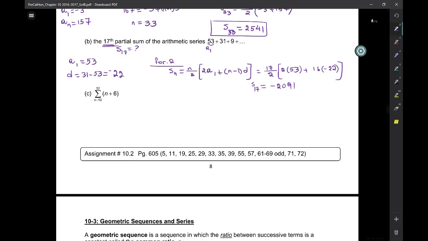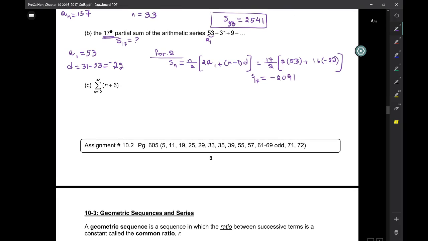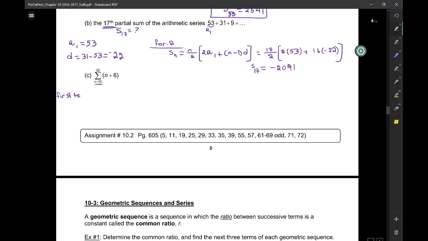This one. Do I know what a_1 is? a_1 is when n equals 1. So what's a_1? Let's take a look at this one. Where does it start from actually? I missed that one. It starts when n equals 10. So what's the first term? First term is 16. Okay? What's the next term? 17. That's when n equals 11, so it's 17.